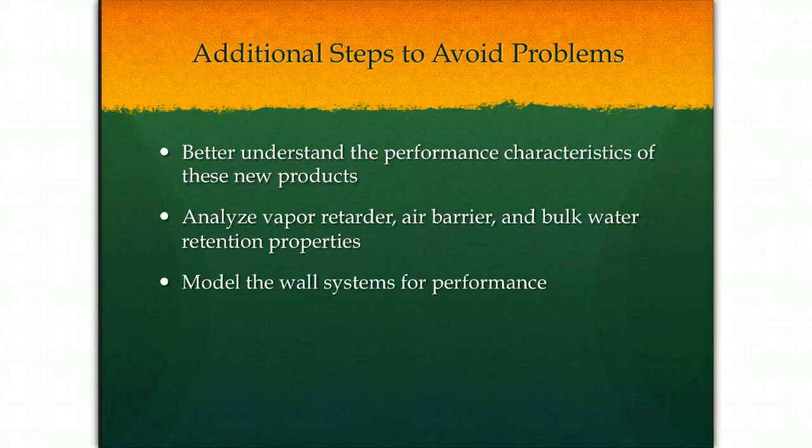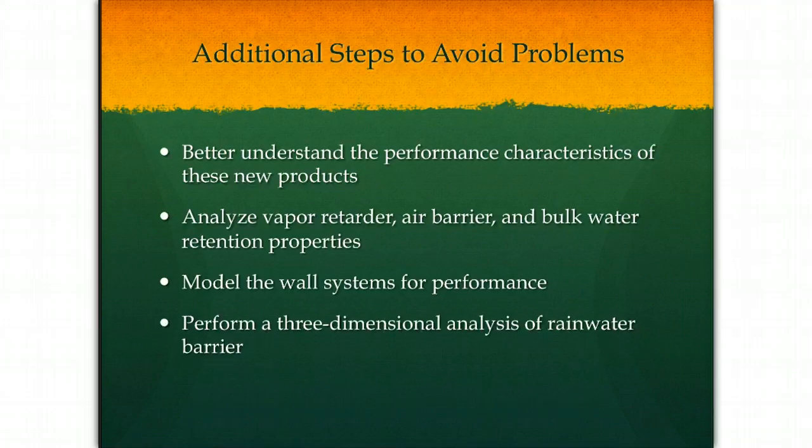Model the wall systems for performance during the early design stages to predict the potential for water vapor transmission through the wall assemblies and potential for condensation to occur. Minimally, this modeling should predict the dew point location and the vapor transmission profile during the most extreme season for the location. Perform a three-dimensional analysis of rainwater barrier geometry, especially at complex joints and changes in plane.